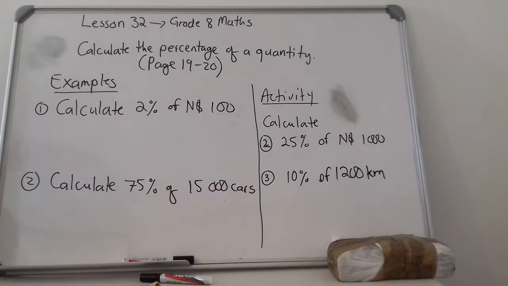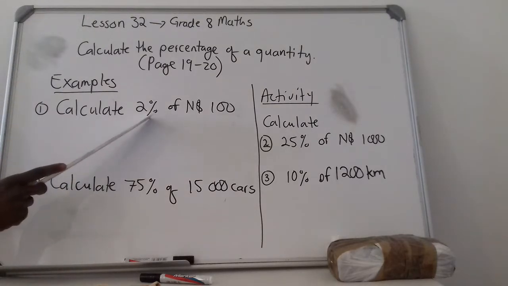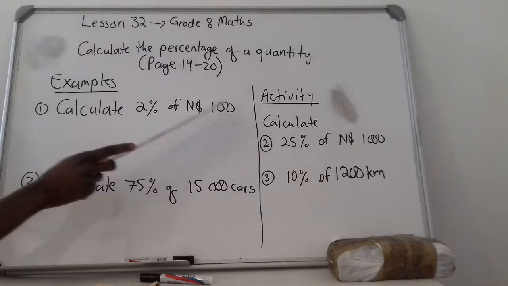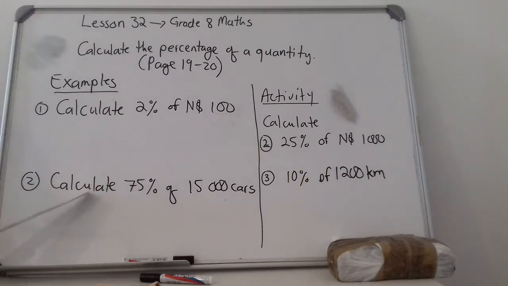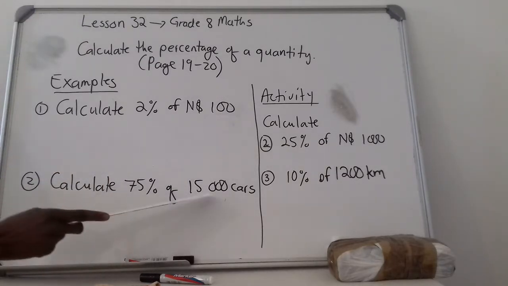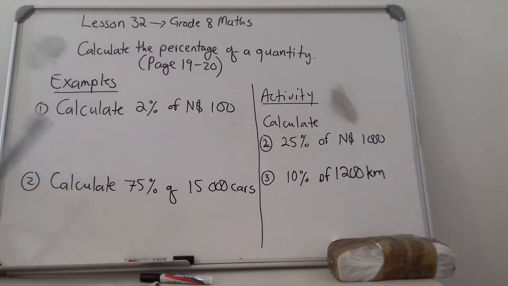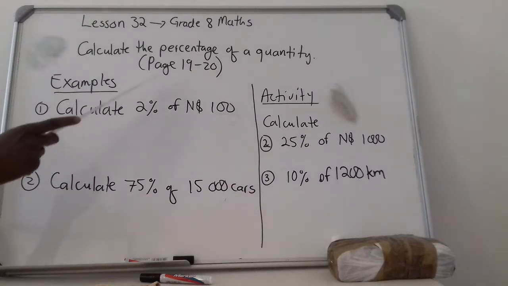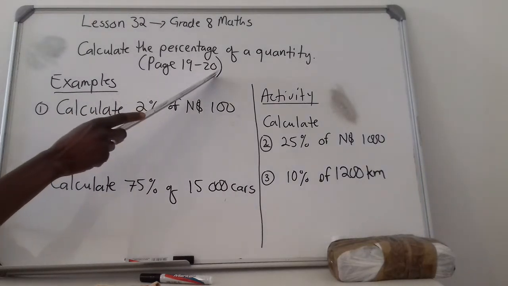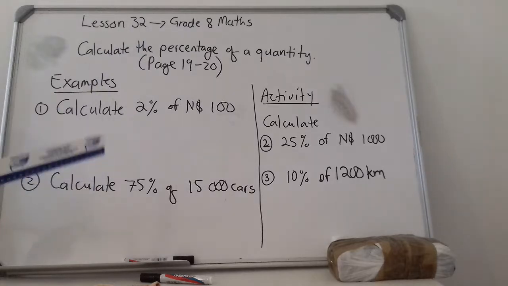So in this video, I'm going to show you how to answer questions like this one in the exam or in the test. So let's say you are asked to calculate 2% of $100 or calculate 75% of 15,000 cars. Alright, so in your study guide, for those that bought the study guides, you can find this on page 19 to page 20. Okay, that's where these two examples are.